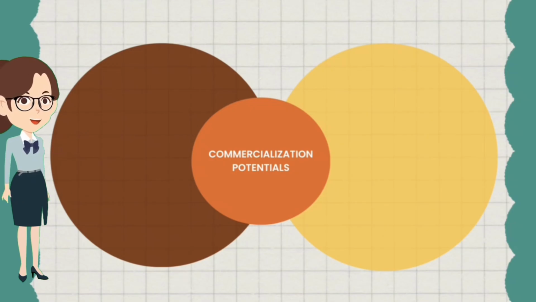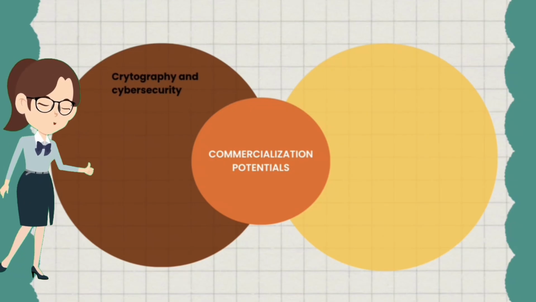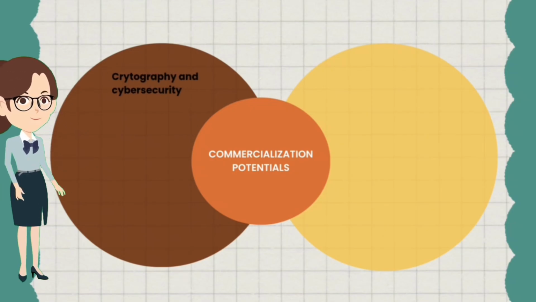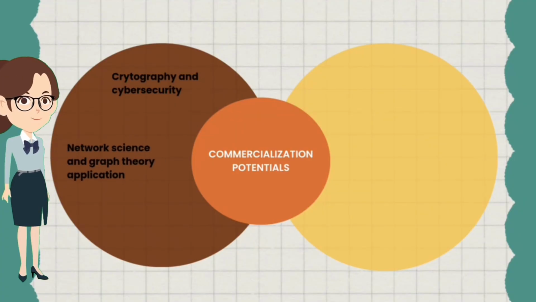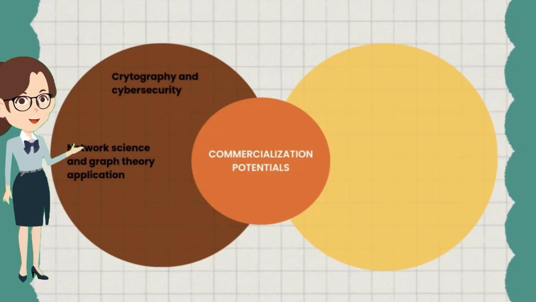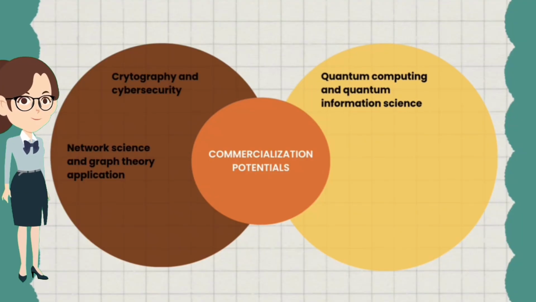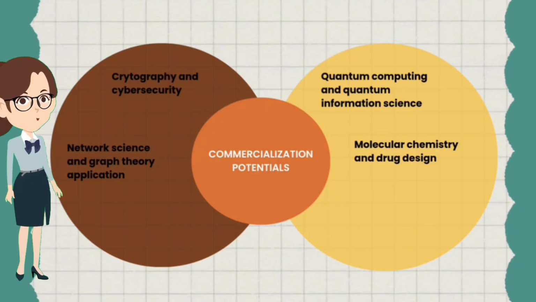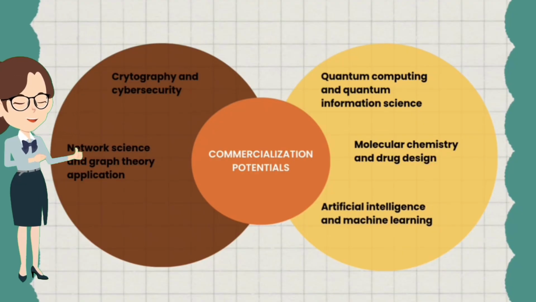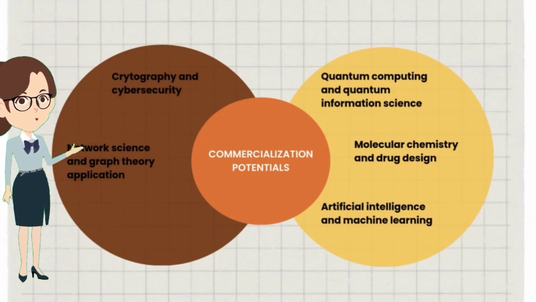Commercialization potentials. When it comes to cryptography, symmetric groups strengthen encryption, securing communication and blockchain. As for network science, Laplacian energy enhances cybersecurity and IoT security. Moving to quantum computing, these groups refine quantum circuits, enabling quantum-resistant cryptography. In the field of molecular chemistry, spectral graph theory supports AI-driven drug discovery. Meanwhile, artificial intelligence benefits from symmetric groups, improving big data analytics.